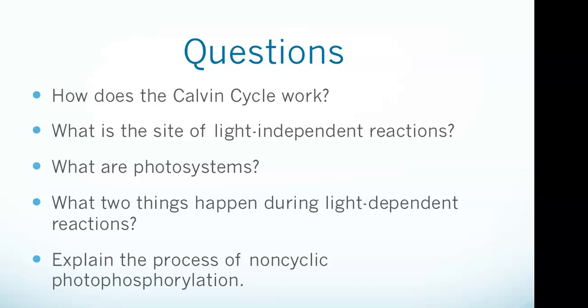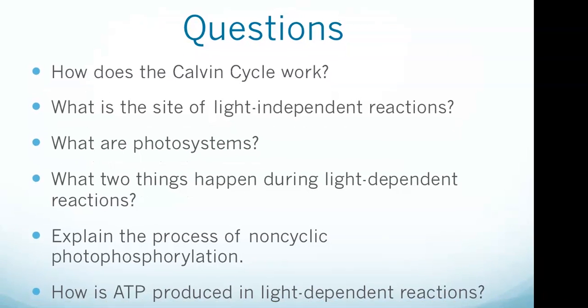So we have six questions. These questions will show up again at the end, and that's a great time to make sure we can answer these. How does the Calvin cycle work? What is the site of light-independent reactions? The photosystems, are we familiar with those and can we talk about them in some detail? Two things happen during light-dependent reactions. What is the process of non-cyclic photophosphorylation? And how is ATP produced in light-dependent reactions?